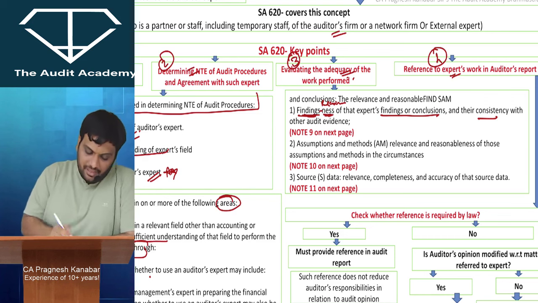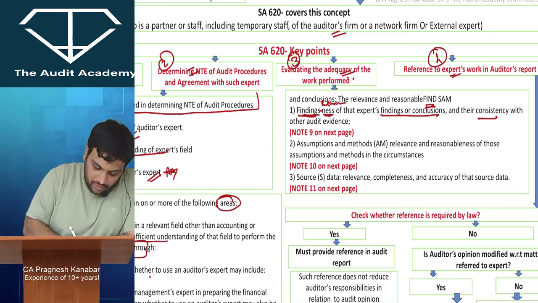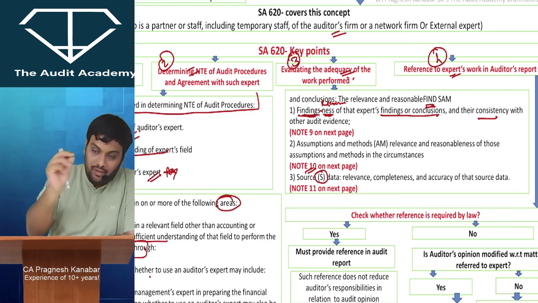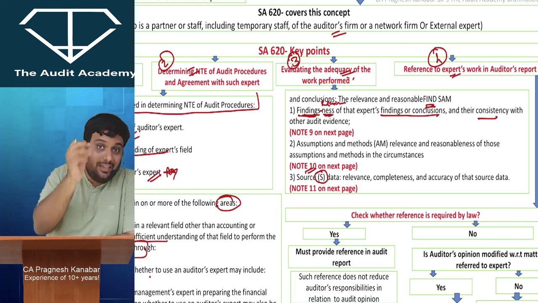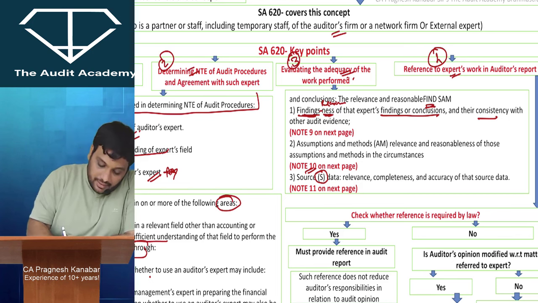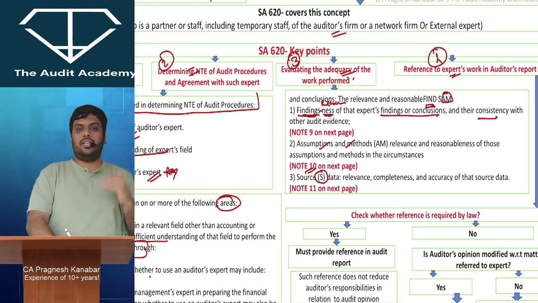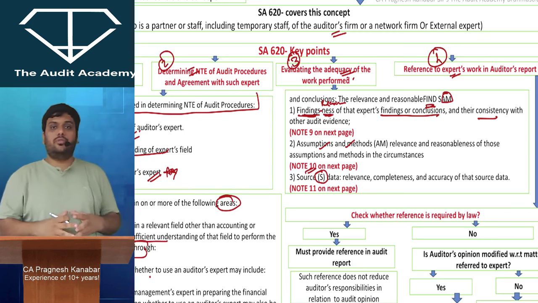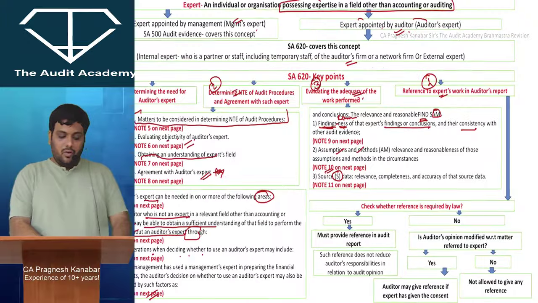Okay. Then find SAM, S for source data. From where the data was sourced for this kind of working, and whether that data which was sourced is complete, accurate and relevant or not. Alright. Then AM, assumptions and methods, like gratuity provision in case of actuary and so on. Lots of assumptions and methods are used over there. At least I'll have to go through the appropriateness and reasonableness of those assumptions and methods. I hope I'm very clear with this.